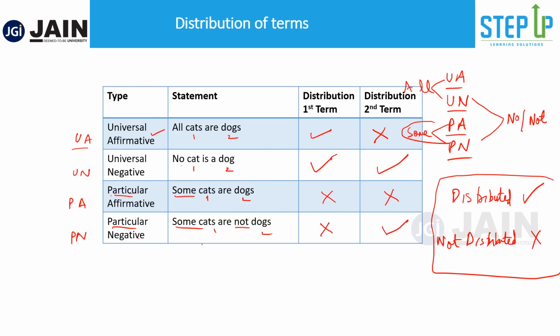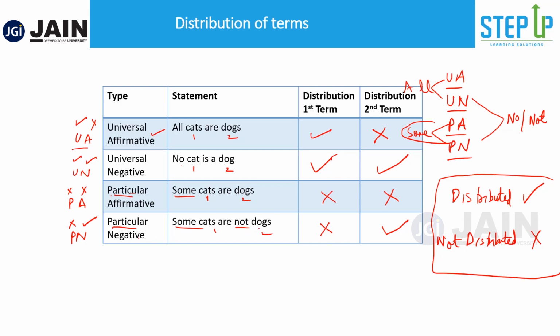You should remember that if any statement is of UA format or UN, what will be the distribution pattern? Blindly, without looking at the statements, you can say any statement of this format UA will have first distributed, second not distributed. Similarly for UN, it will be distributed, distributed. This is not distributed, not distributed. This would be first not distributed, second distributed. So this distribution pattern is something you should remember.